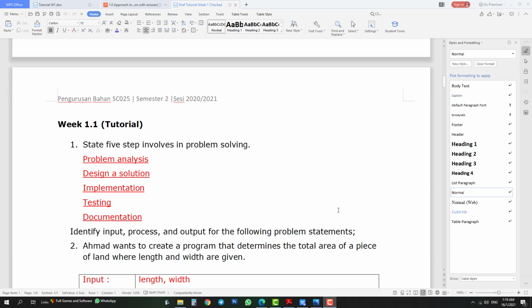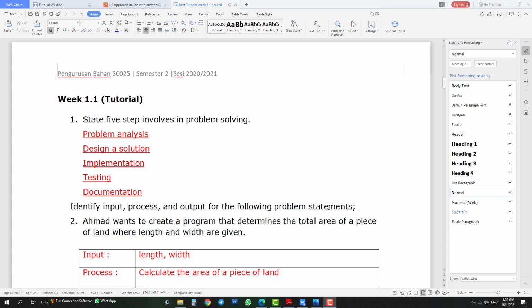Question number 1 for 1.1. State 5 steps involved in problem solving. The 5 steps involved in problem solving are: number 1 problem analysis, design a solution, implementation, testing, and documentation. So what is problem analysis?